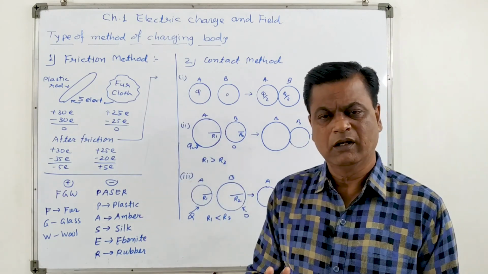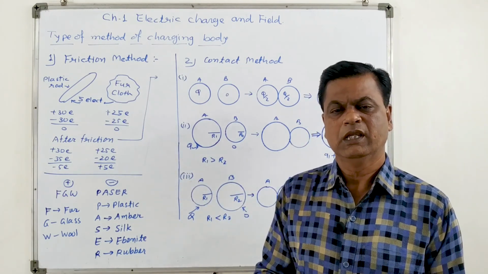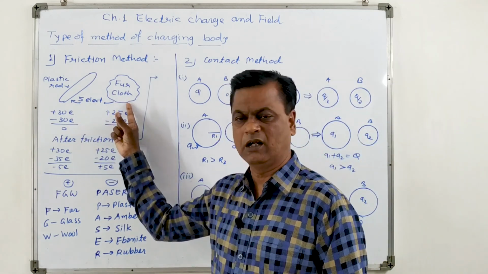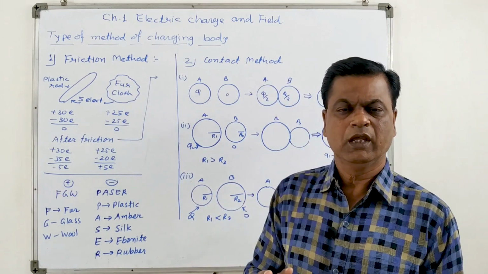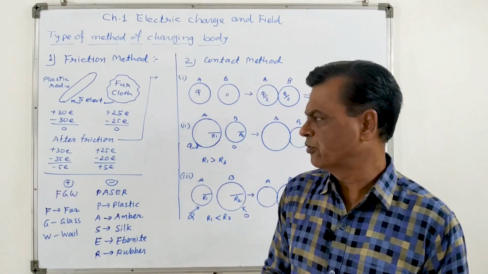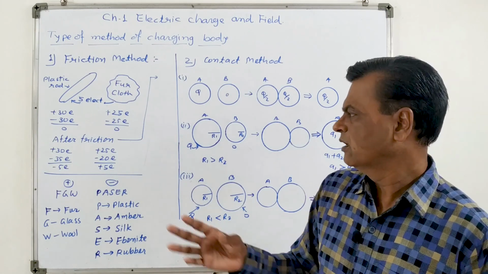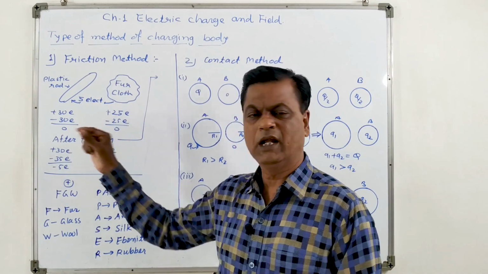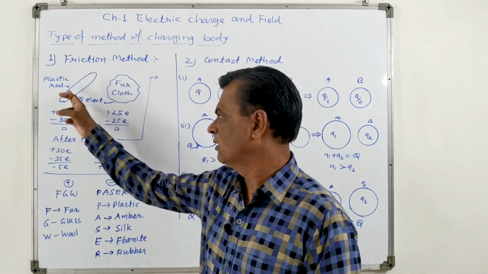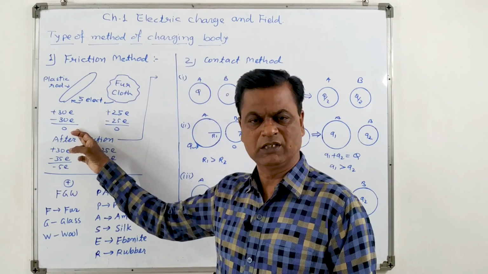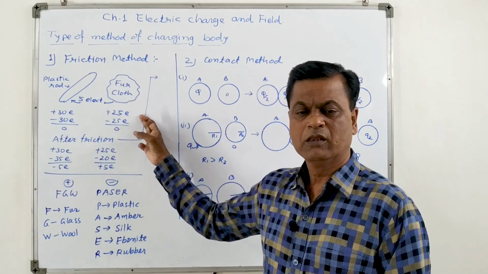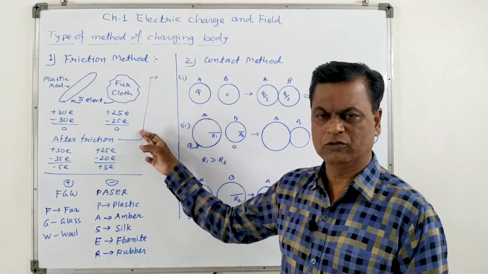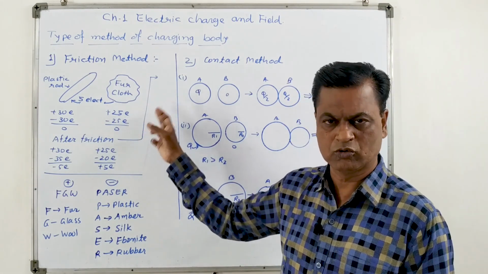In this friction method, consider that the system consists of two bodies. The first body is a plastic rod and the second is a fur cloth. These two bodies are initially electrically neutral. To explain this fact, consider 30 protons of positive charge and 30 electrons of negative charge inside the plastic rod. So the net charge on the plastic rod is 0. Similarly, 25 protons and 25 electrons, so the net charge on the fur cloth is also 0.